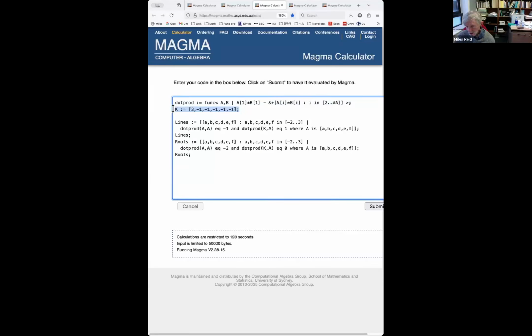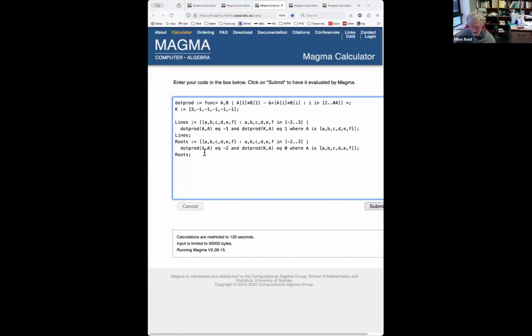Yeah, and this is my characteristic vector. Characteristic means that when I take the dot product of k with any vector in the lattice, I get an integer which is congruent modulo 2 to that vector squared. So it's simplest to do this.